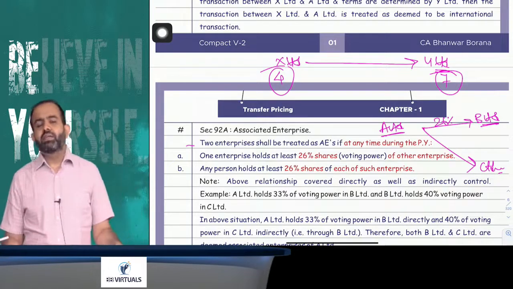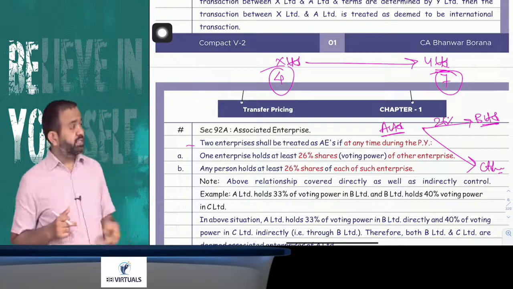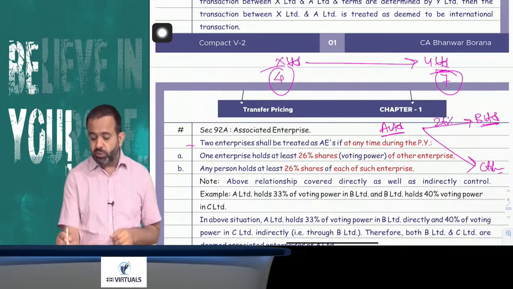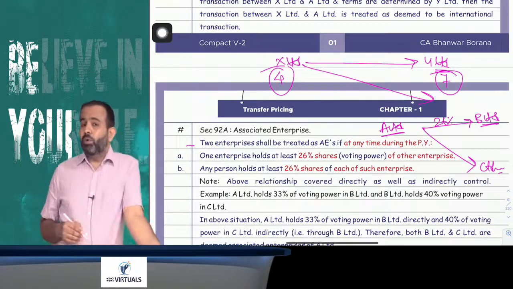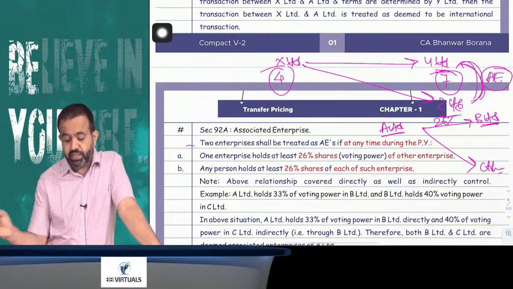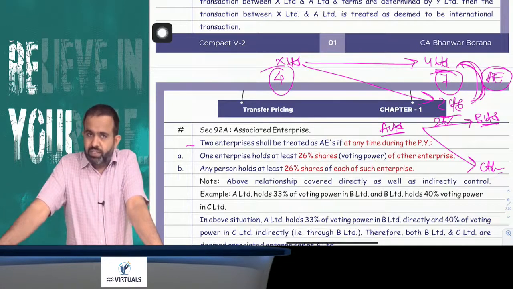One more point says that if one person appoints more than half of the board of directors or one executive director of two enterprises, then these two enterprises will be treated as associate enterprises. So suppose X Limited also appoints more than half of the directors of Z Limited. In that case, Z Limited and Y Limited will be treated as associate enterprises. You got my point or not?